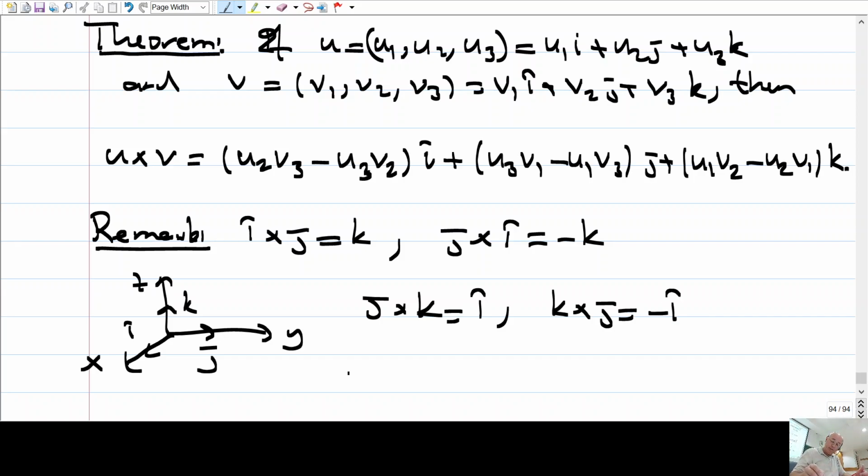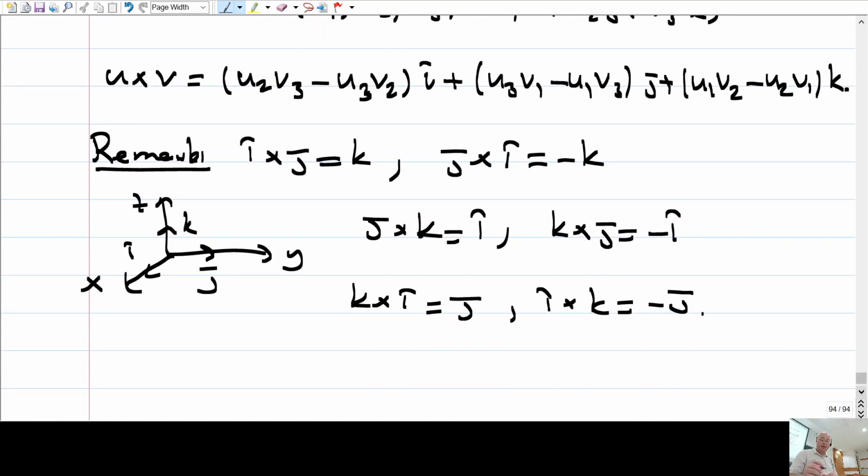And finally, k cross I. What is k cross I? It should be like this. So this is j, and I cross k is just minus j. Okay. I don't need any formula for this. Just from geometry, I can do this.